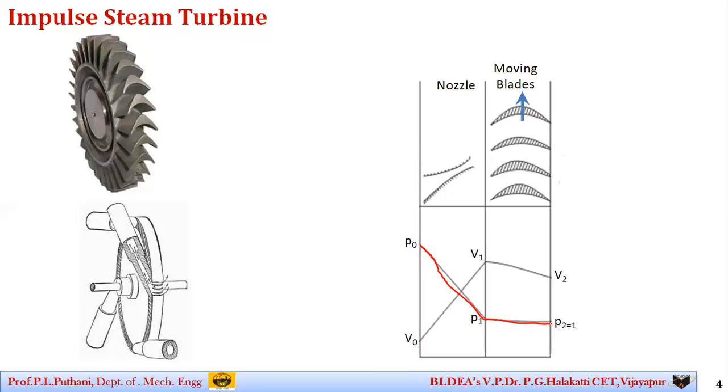Also, the velocity in the nozzle goes on increasing from V0 to V1. And once the steam strikes the blades, there is a drop in the velocity from V1 to V2. So this is the increase in the kinetic energy, and this is the working phenomenon of the impulse steam turbine.